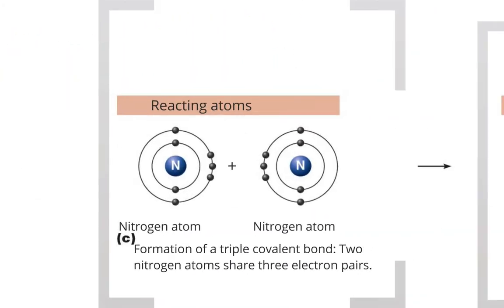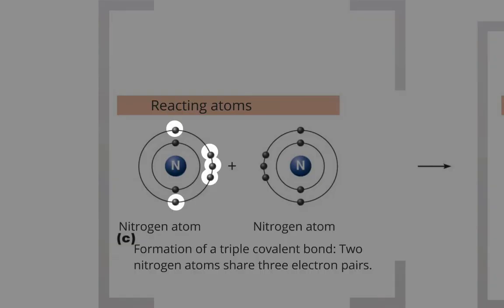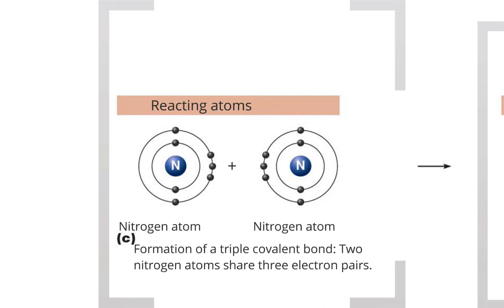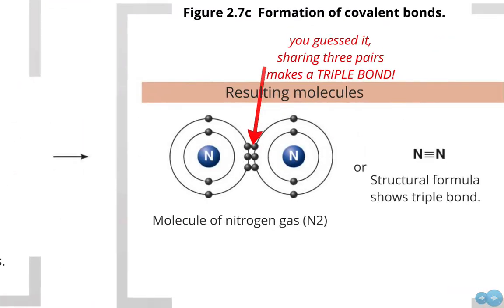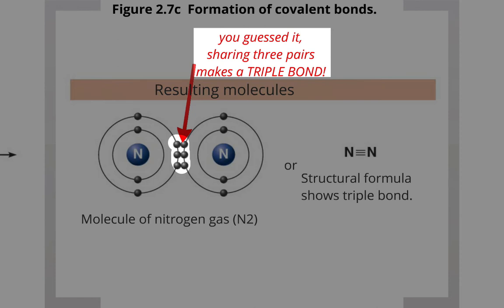Let's go one step farther. Here's nitrogen. You may or may not know the chemical formula for nitrogen gas, but it's N2. If you count the electrons, there are 1, 2, 3, 4, 5 electrons in each nitrogen atom's outer shell. 5 is not 8. How many more do you need to get to 8? You need 3 more. So each nitrogen atom in a nitrogen molecule will share 3 with its neighbor, and sharing 3 pairs makes a triple bond.